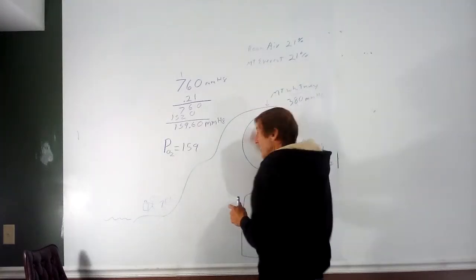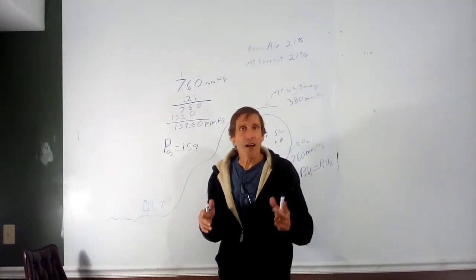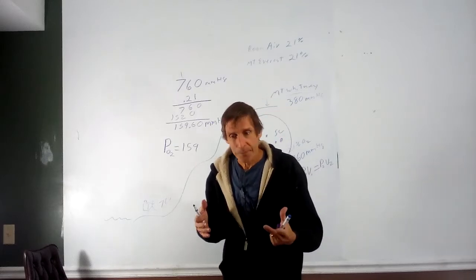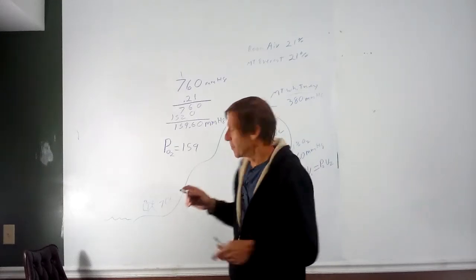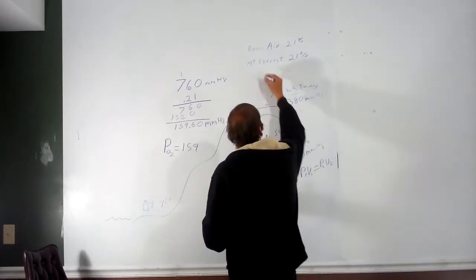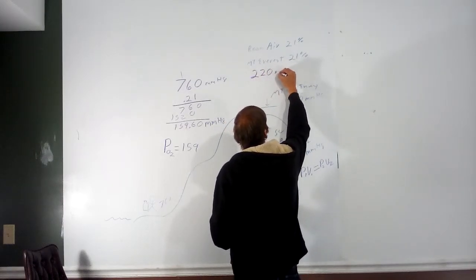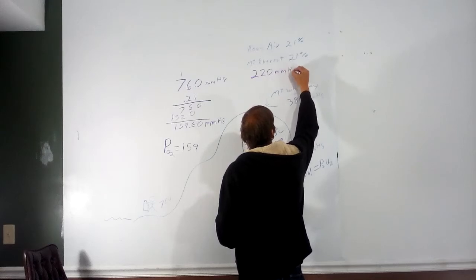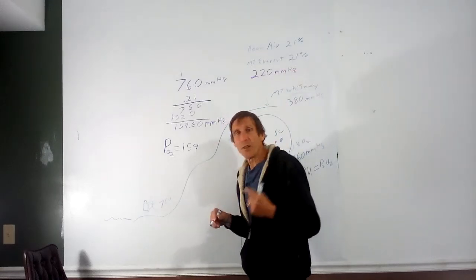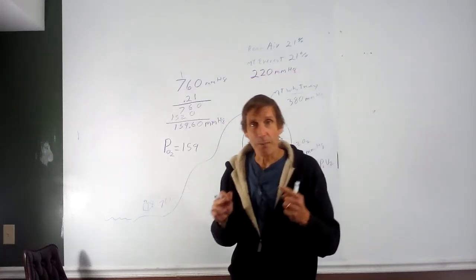Mount Everest is still the atmosphere, so it's 21% oxygen, but what is the atmospheric pressure or ambient pressure? I don't expect you to memorize it, but at the top of Mount Everest, the total pressure is something like 220 millimeters of mercury. So what is the partial pressure of oxygen at the top of Mount Everest?